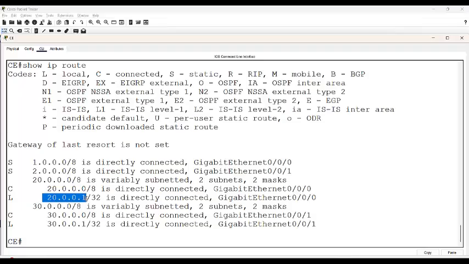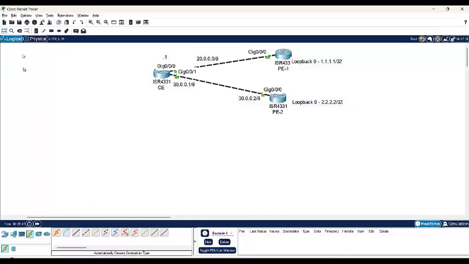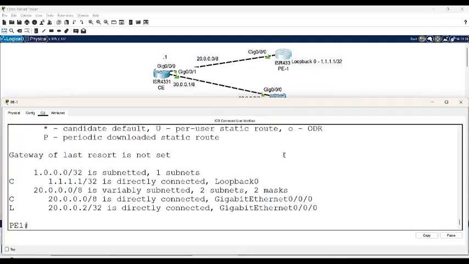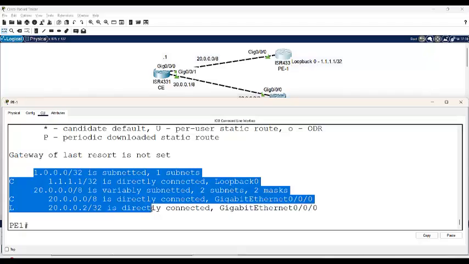So you have to do this lab daily. Whenever I do some lab, you have to do lab. So now this PE1 router, listen carefully. On PE1, show IP route. This doesn't have a route to reach 2.2.2.2. Am I right? Not only that, it doesn't have a route to reach the 30 network, 30.0.0.0.